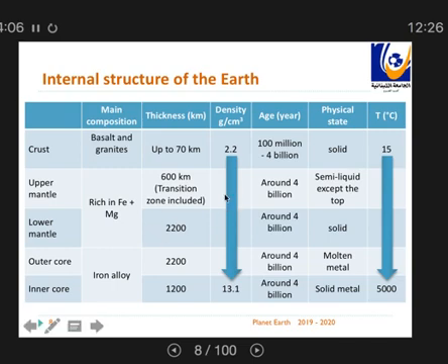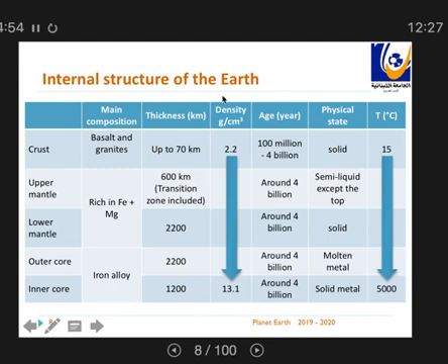The lower mantle we consider to have a thickness of 2,000 kilometers. The outer core 2,200 and the inner core 1,200. So put this way, I think the numbers are easier for us than in the previous figure. Okay. Now if I want to know at which depth the inner core starts, I add 70, 600, 2200 and 2200, and I know where the depth is. Okay. So 70, 600, 2200, 2200, 1200.